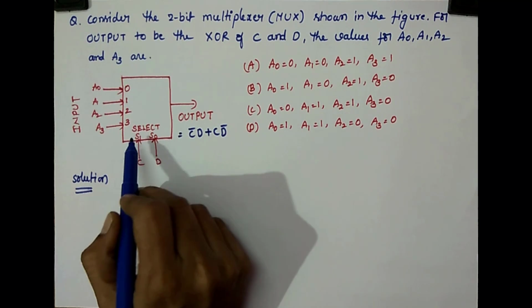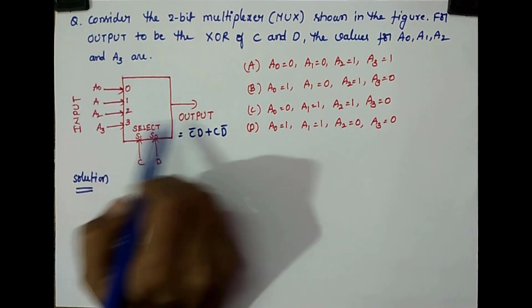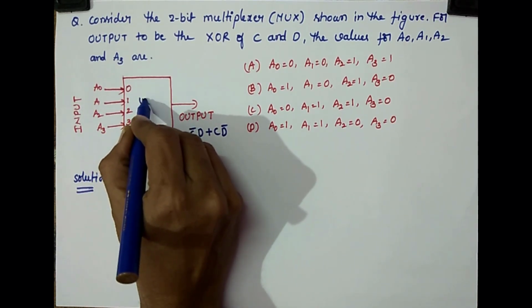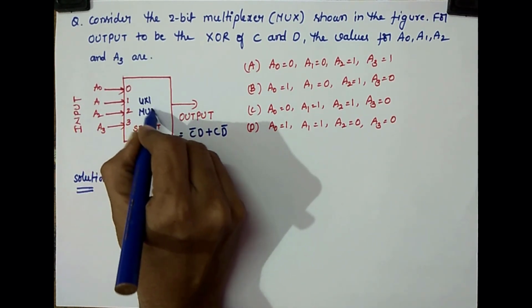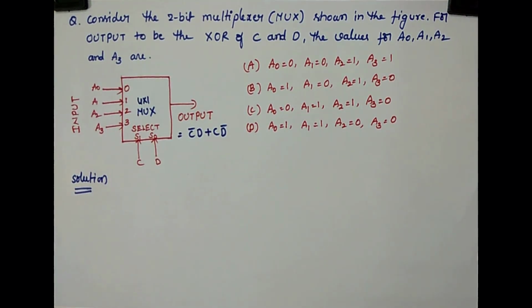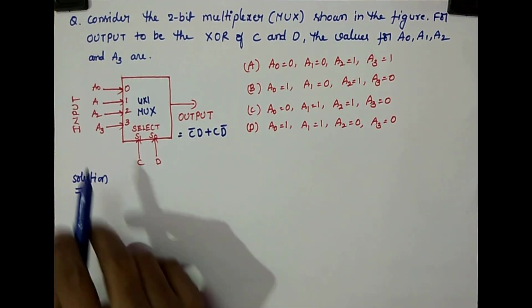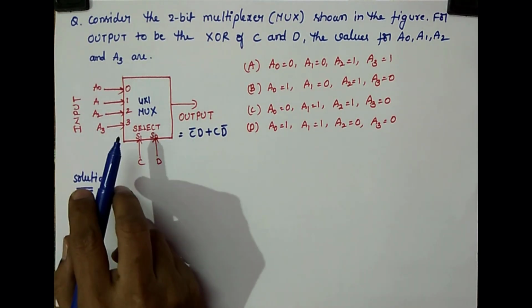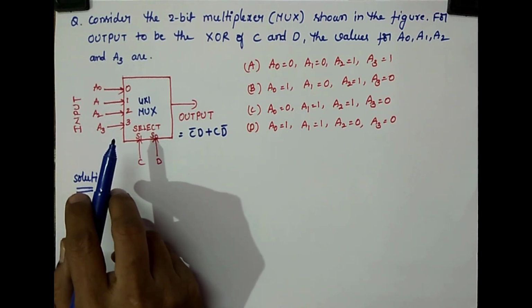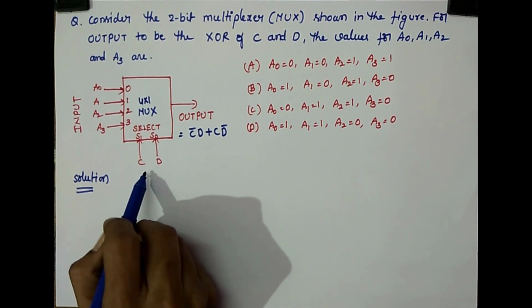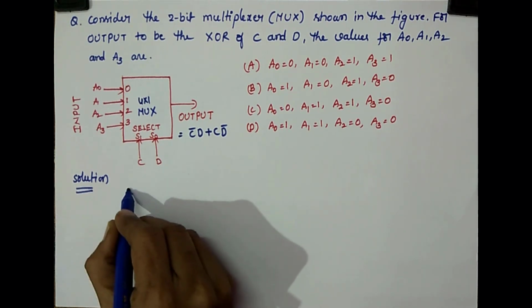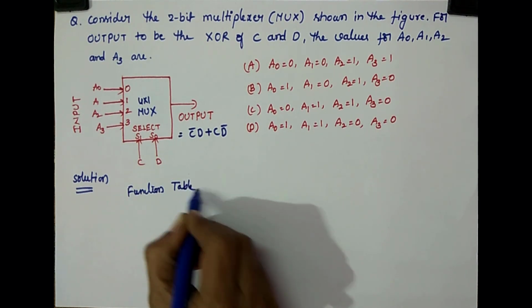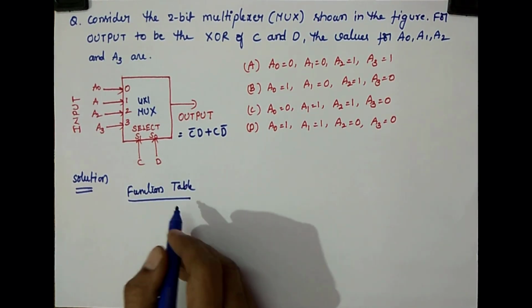The given mux, as it has 4 inputs and 1 output, is called a 4 by 1 mux. For the 4 by 1 mux, inputs are 4, and you can write that 4 as 2 power 2. That power is nothing but the number of select pins. So now let us see the function table for the 4 by 1 mux. How to write the function table?